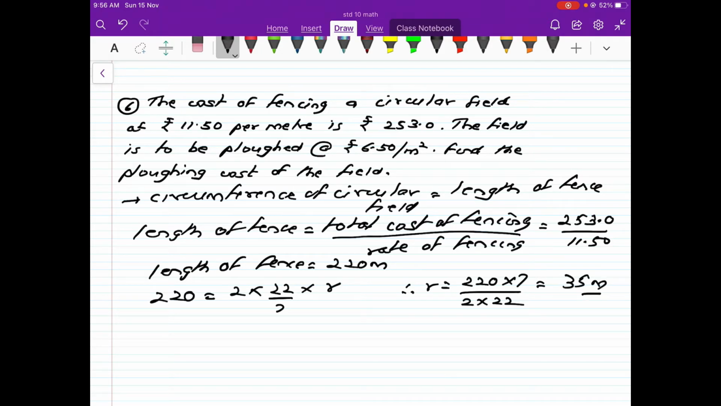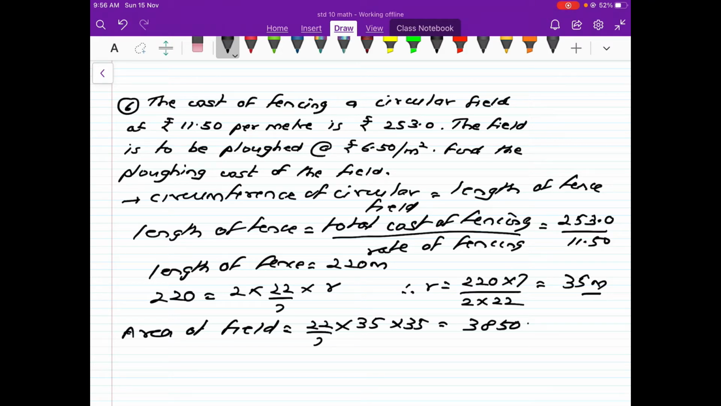Now from this we will get the area of the field, because we want to find the plowing cost. So area of the field is given by 22 upon 7 into r square. So when we calculate this, we are getting 3850 meters square. Now we want the plowing cost.